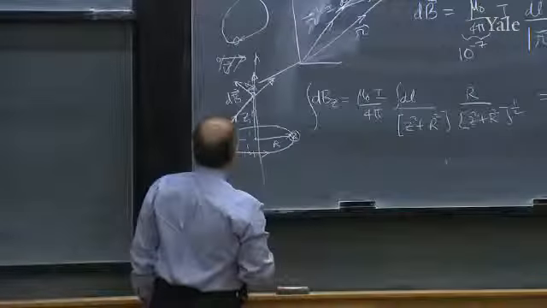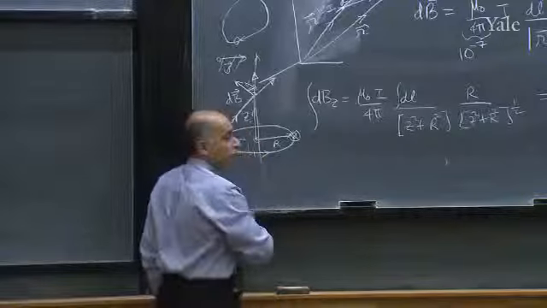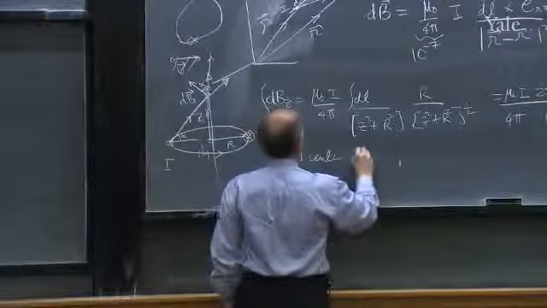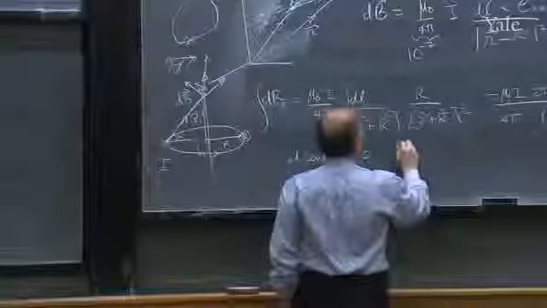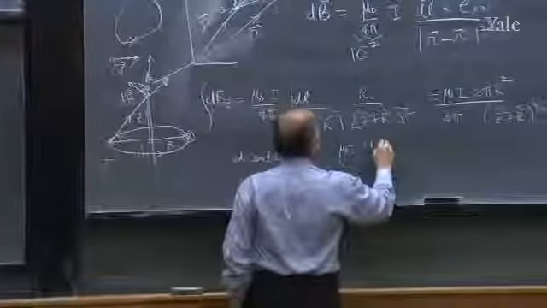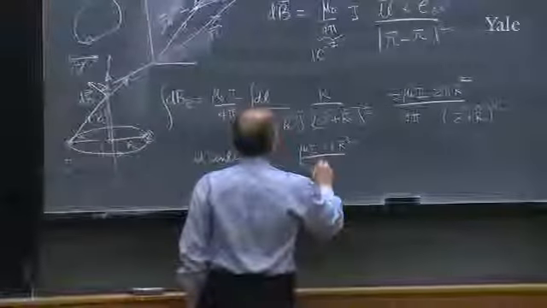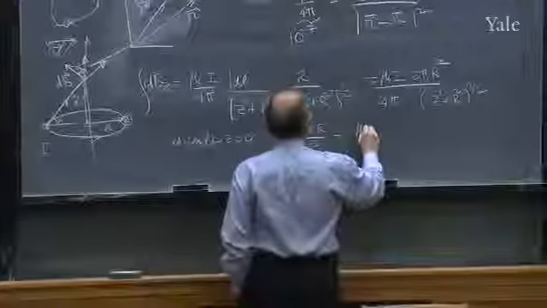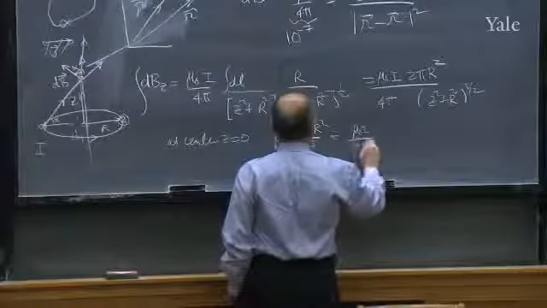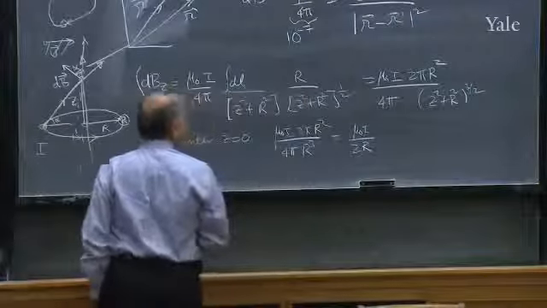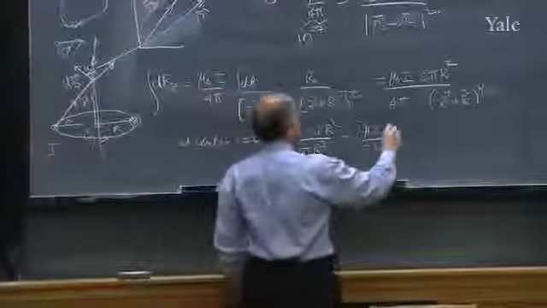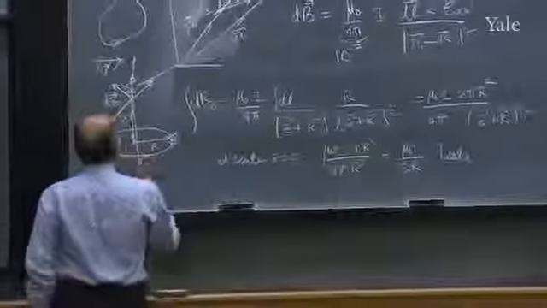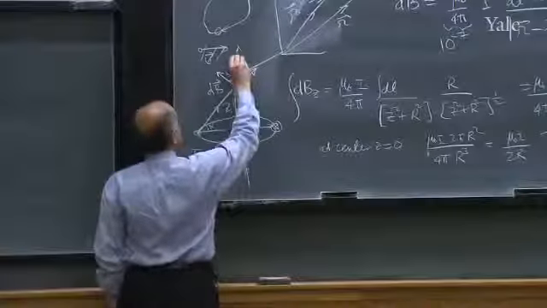And what is it at the center of the loop? That's a useful formula to remember. At the center, you put z equal to 0, you get mu 0 I times 2 pi r squared divided by 4 pi r cubed. That gives me mu 0 I over 2r, in Tesla. And it's going to be pointing straight up. And if you go down here, you will find it looks like this.